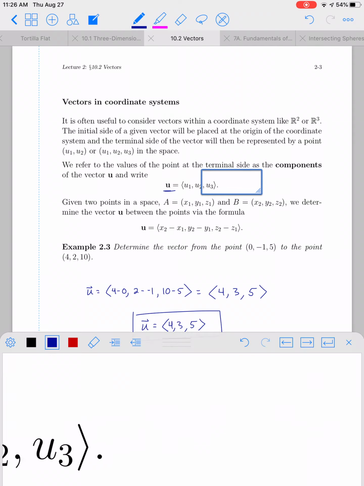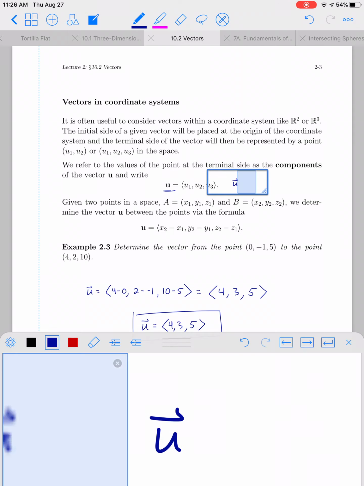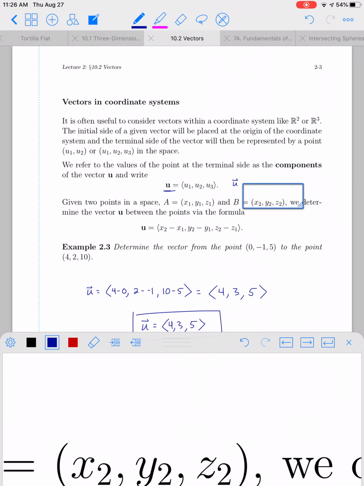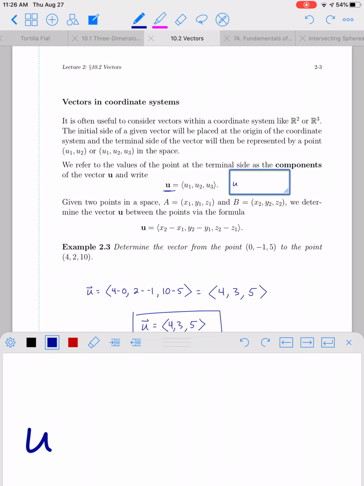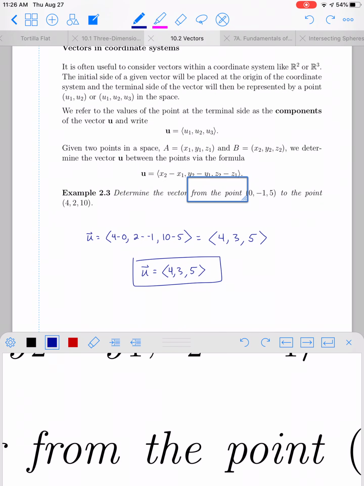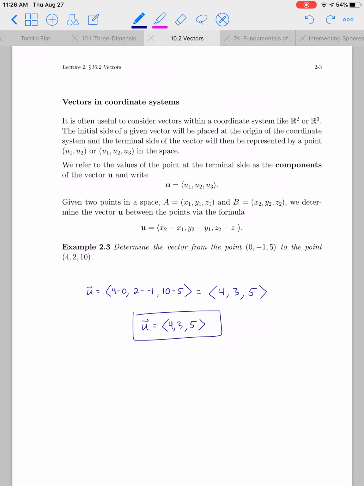If we're not typing these things, then we'll put an arrow over the top to symbolize a vector as well. Okay, in order to calculate the vector between the points A and B, we have here A and B. We need a formula for that. That's pretty simple. We take each component of B minus each component of A, or vice versa, is just fine. It just depends on what they're asking for.